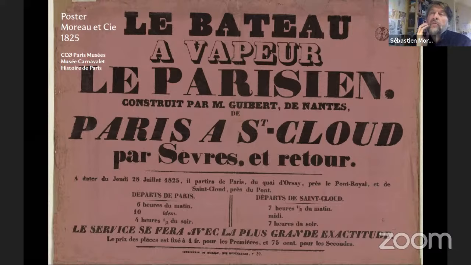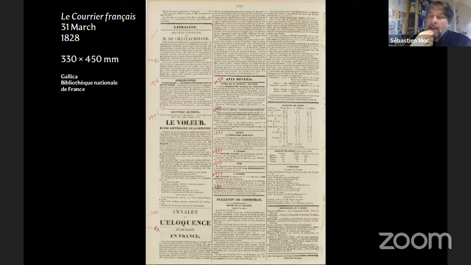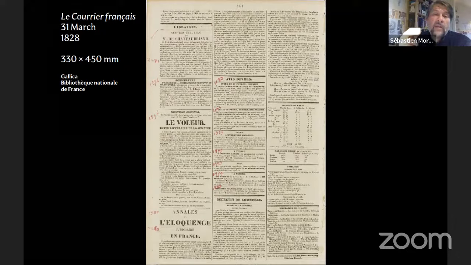I'm going to introduce you to a specific aspect of my research, and that is advertising in the newspapers. So at the end of the Restoration, in March 1827, the government decided to increase the price of the postal rates quite significantly. So the newspapers, all the newspapers at least that were published in Paris, decided to increase their size so they could add more content and use this extra space for more advertising. Here you have an example from 1828, and you can see that we have some bold faces in use to bring some distinction.